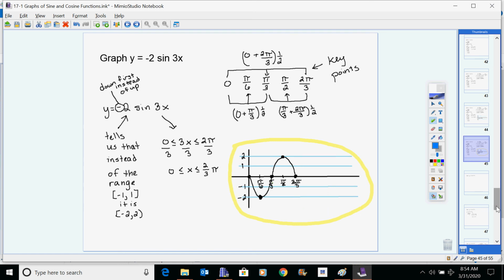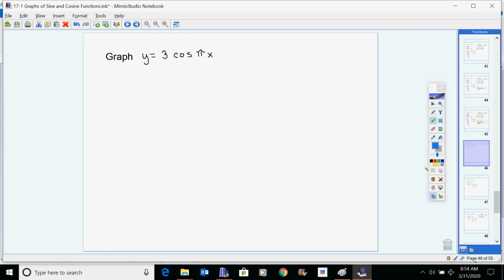And that would be your graph. Okay, we are getting closer and closer. This is just more of the same, because you're always going to be finding the range, figuring out what this is telling you about stretching it, and then going on from there.